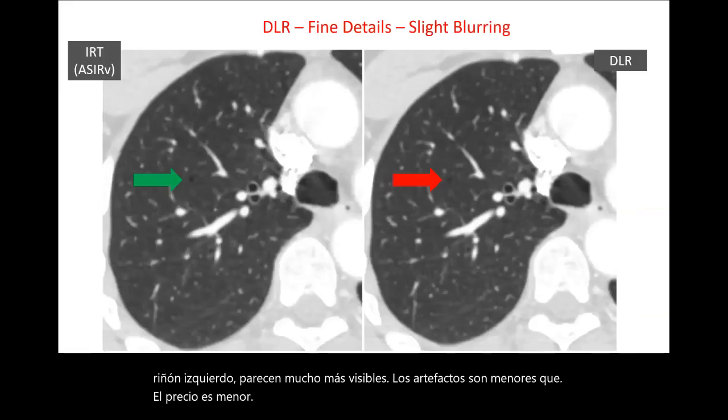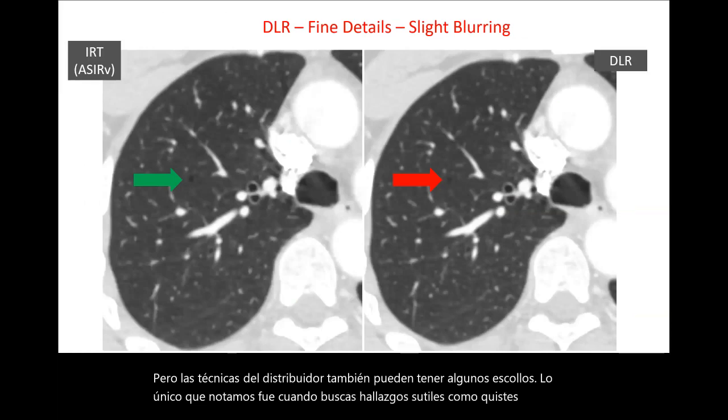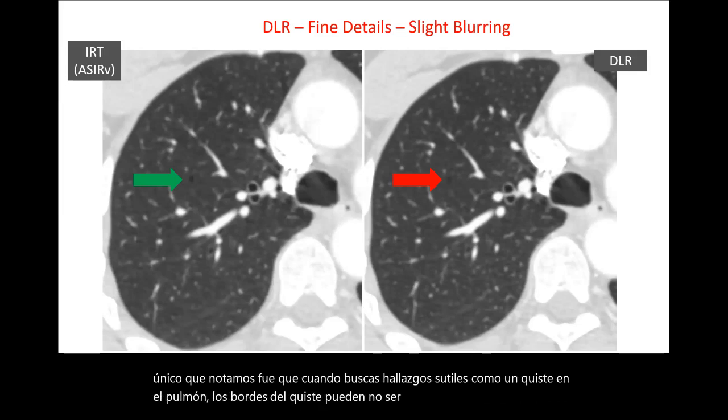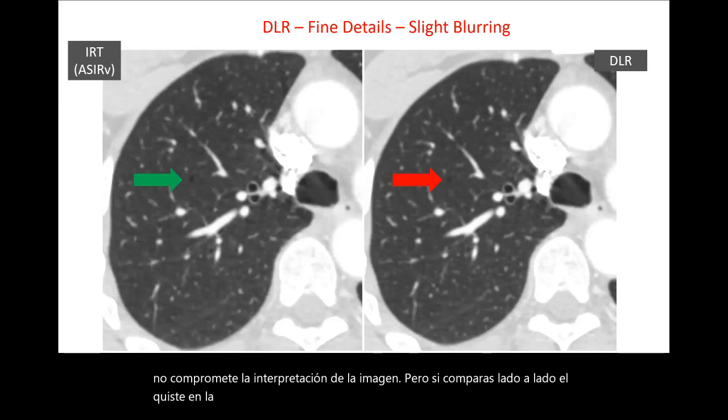But DLR techniques can have some pitfalls also. The one thing we noticed was when you're looking for subtle findings, such as a cyst in the lung, the borders of the cyst may not be as sharp, but overall, it does not compromise image interpretation. But if you compare side by side, the cyst in the DLR image appears slightly less conspicuous compared to the IRT image, or iterative reconstruction technique.